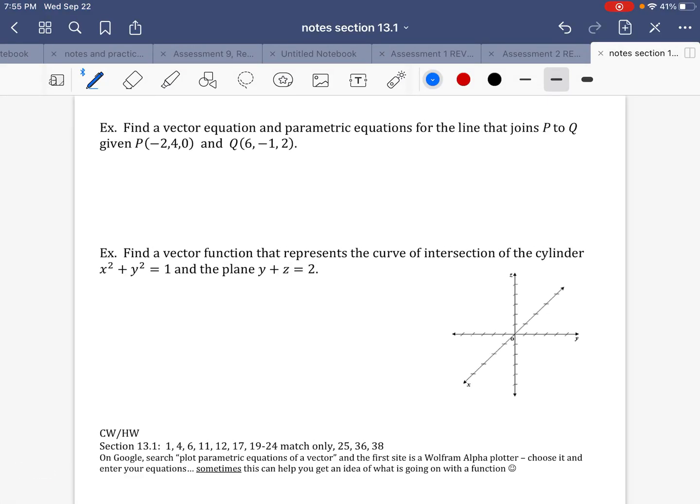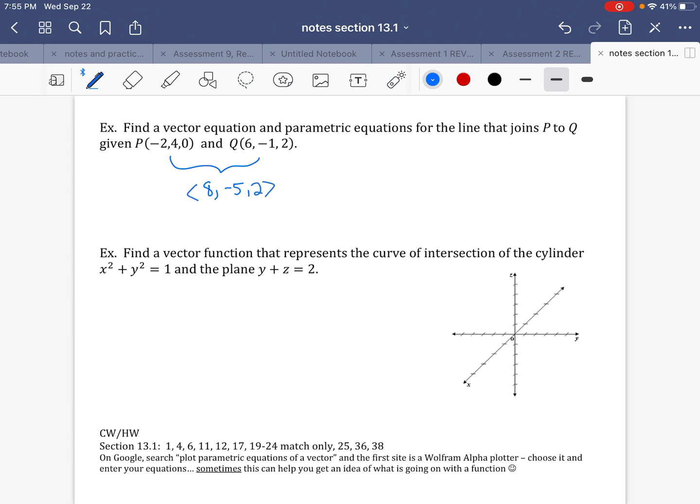Okay, in this next example, we have find the vector equation and parametric equations for the line that joins the segments P to Q. So I want to go P to Q, so it's just a line, so parametric equation of a line. So I need the direction. So my direction vector from P to Q, let's see, 6 minus negative 2 would be 8. Negative 1 minus 4 is negative 5, and 2 minus 0 is 2. So there's my direction vector.